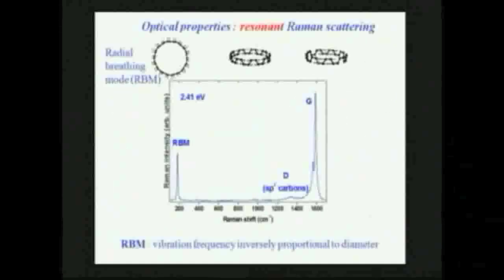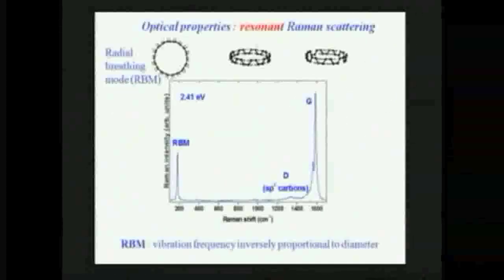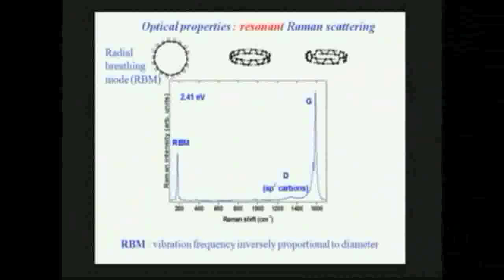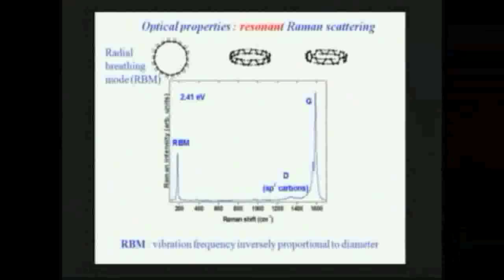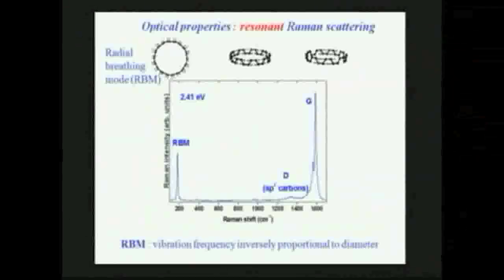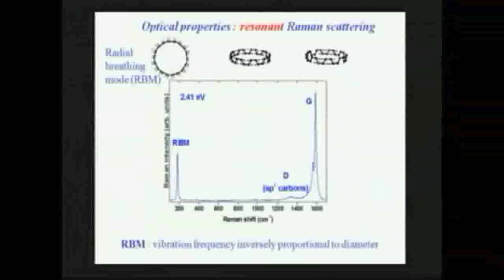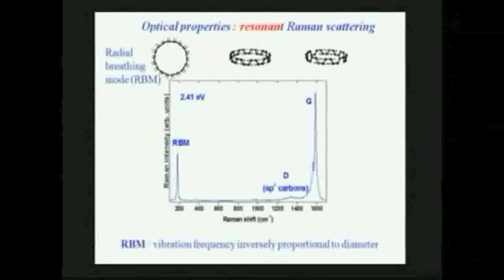The third and maybe most widely used peak to study nanotubes is this one at very low frequencies. And this one is very specific to single-wall nanotubes. These two can be observed in any form of carbon: graphite, nanoshells, amorphous carbons, multi-wall nanotubes, any form of carbon. This one, at low frequency, is very specific to nanotubes.